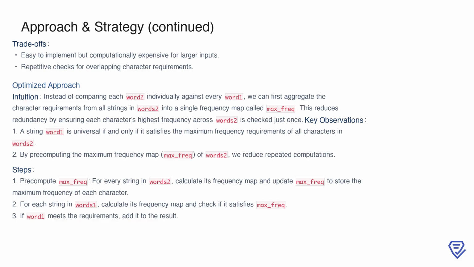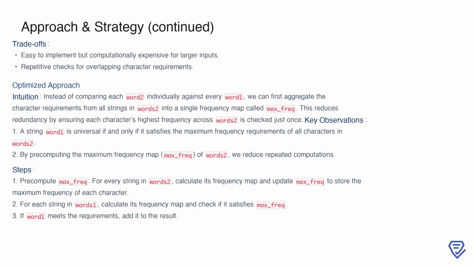Instead of comparing each word in words 2 against every word in words 1, we can aggregate the character requirements from all strings in words 2 into a single frequency map, called max_frequency. This map tracks the highest frequency of each character across all strings in words 2, so we only need to perform one comparison per character.